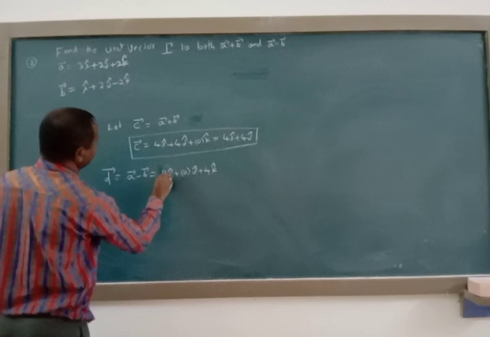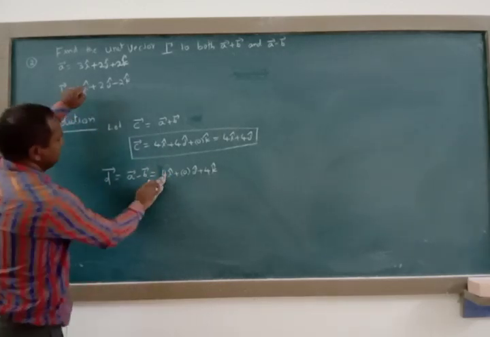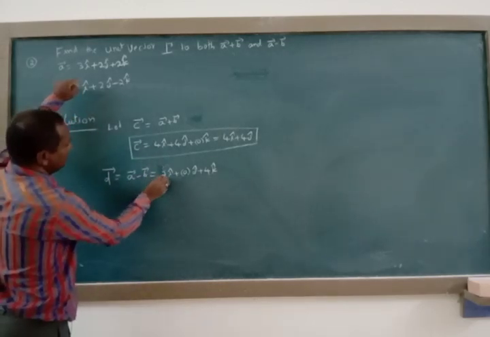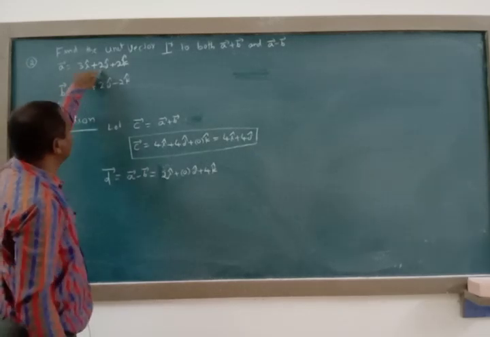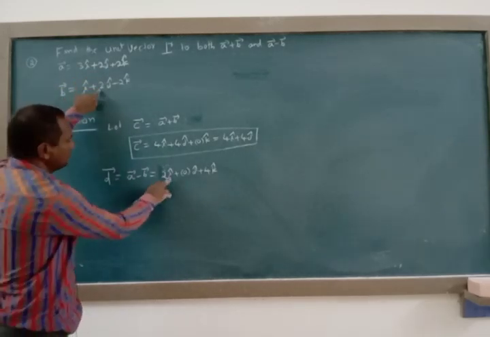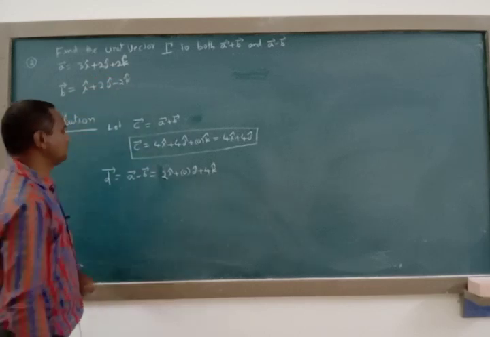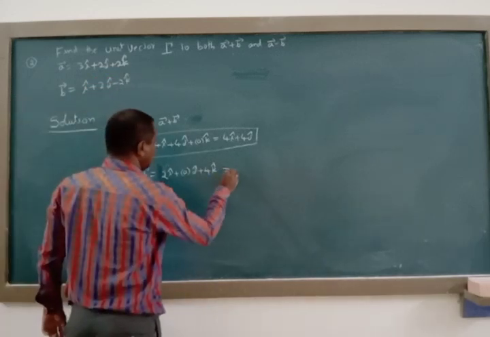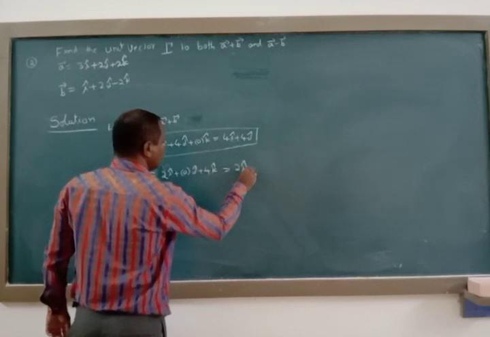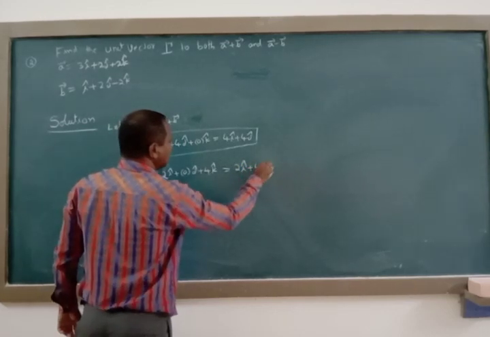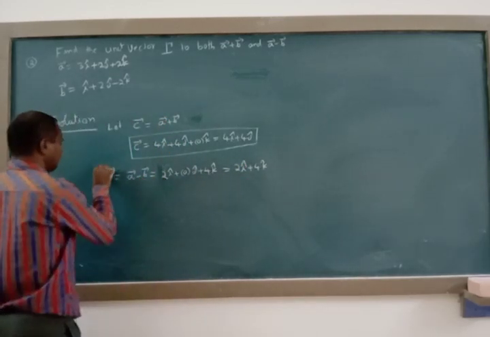3i minus i means 2i cap, and 2j minus j means 0 of j cap. 2k minus half minus means plus 4k cap. Otherwise, we can write it this way: 2i cap plus 4k cap. It is one vector.